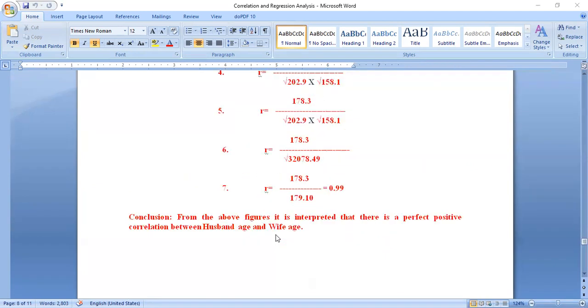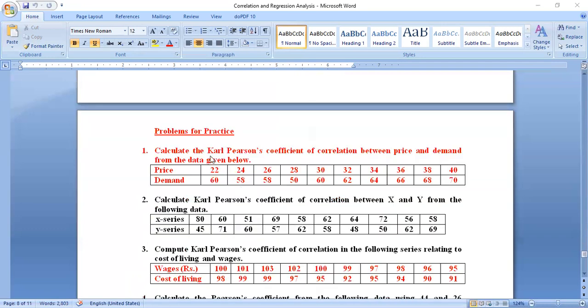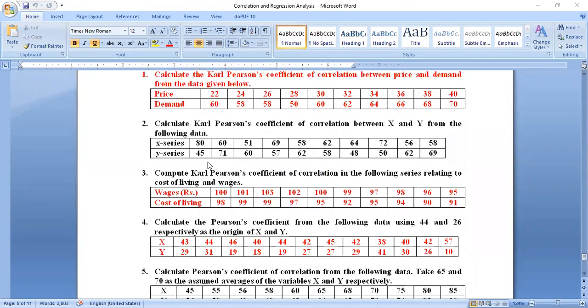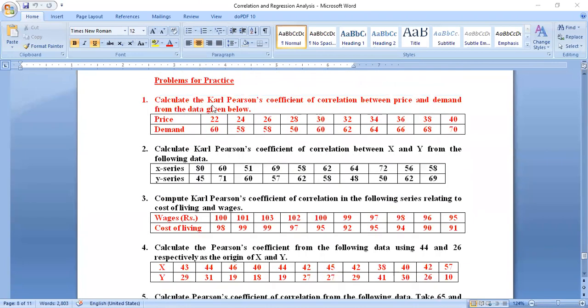I am giving here some problems for practice purposes. Here 5 problems are there. Please try to practice these problems. Calculate the Karl Pearson's coefficient of correlation between price and demand from the data given below. Price stands for X and demand stands for Y. Price: 22, 24, 26, 28, 30, 32, 34, 36, 38, 40. Then demand: 60, 58, 58, 50, 60, 62, 64, 66, 68, 70.